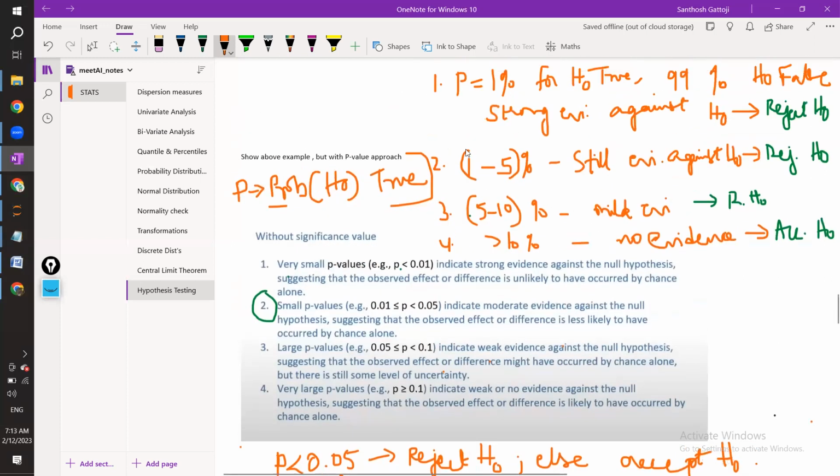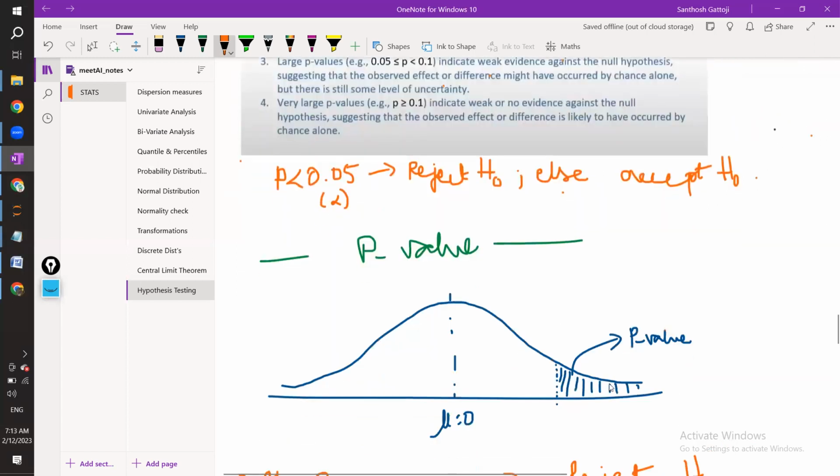That means having a 1% probability for the null hypothesis to be true. That means this is very, very small. So if the p-value is 0.01, that means 1%, which means this is very small. It will be only this much. That means this is moving away from the mean. Agree? So in that case, we can reject the null hypothesis.